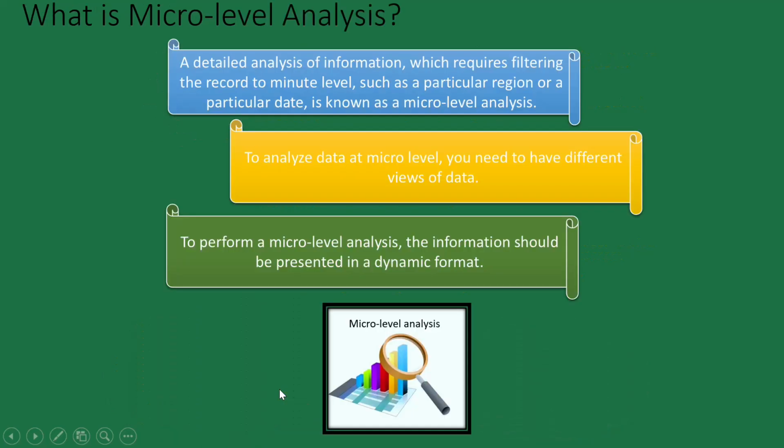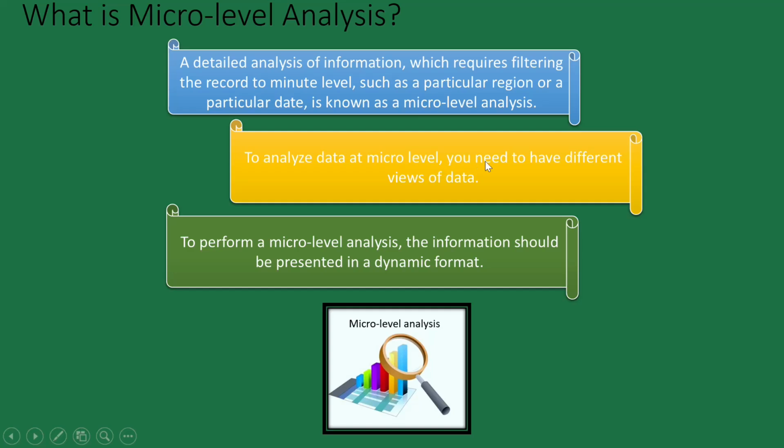Micro level is a small level. A detailed analysis of information is required, like filtering the records to a minute level, such as a particular region or particular date. This is known as micro level analysis. Obviously, suppose you're looking for a particular region-wise or particular date-wise view, this is called micro level, I mean, small level analysis. Suppose I want to see the sales date-wise. Suppose I want to see the sales in which region. So it's a small level analysis.